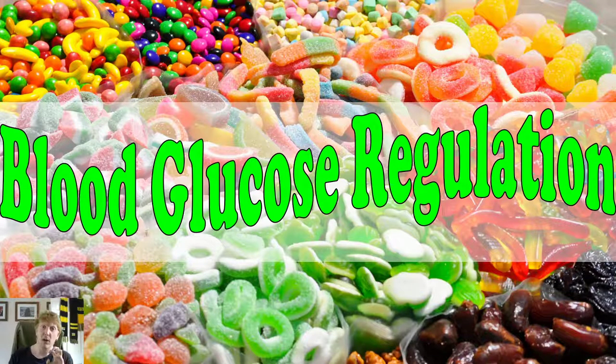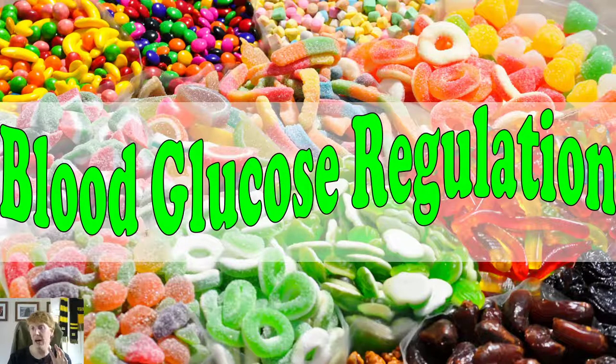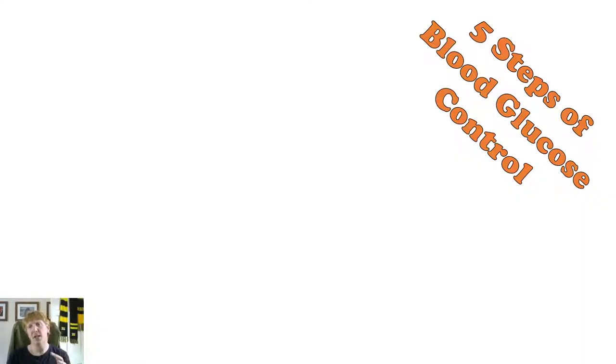So let's go through one of the key parts of the endocrine system. We've looked at some glands. Let's look at how we regulate blood glucose, which is the next part that we need to know. Oh, Tim Tams, by the way. So hypothetically, you've eaten a whole lot of these lollies, or you're in Australia and you've eaten a whole lot of Tim Tams, which are delicious things. You're going to have a lot of sugar in your blood. You need to know how our body brings that back down.